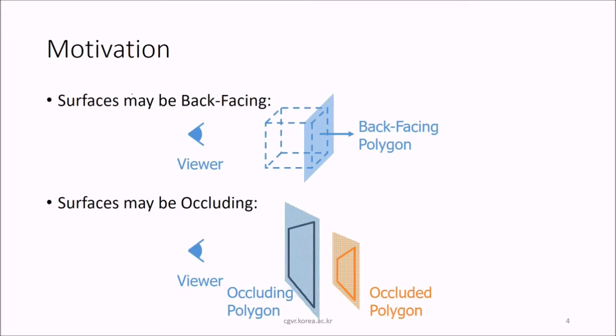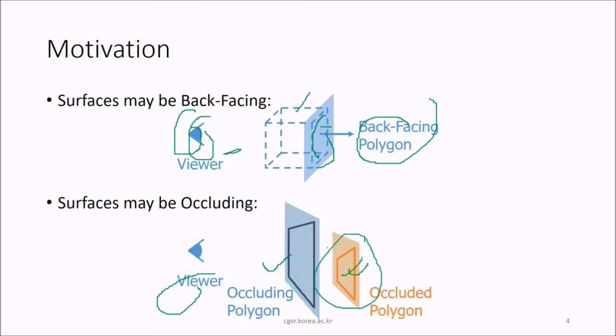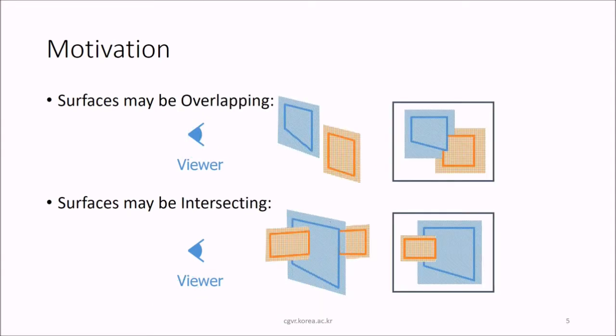See, the motivation is that a surface may be back facing. If you are a viewer and this is a polygon, this will never be seen by the eye. The back side of an object will not be seen. So this is the back face polygon. The other is that a surface may be occluding. What it means is you are a viewer and this is an occluding polygon, so the occluded polygon will not be seen if it is behind it.